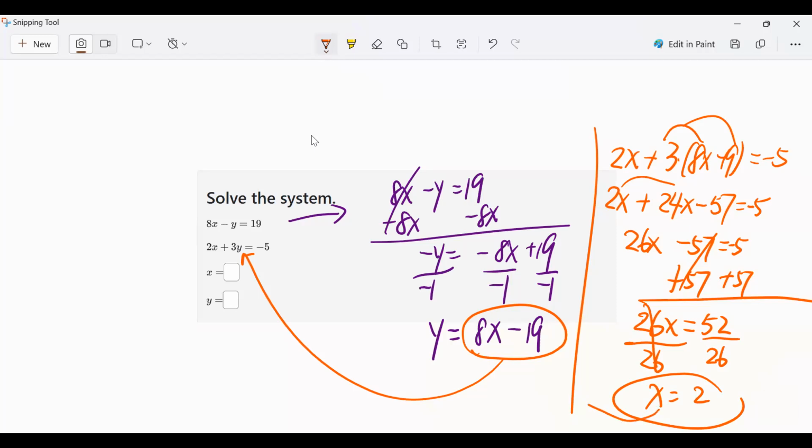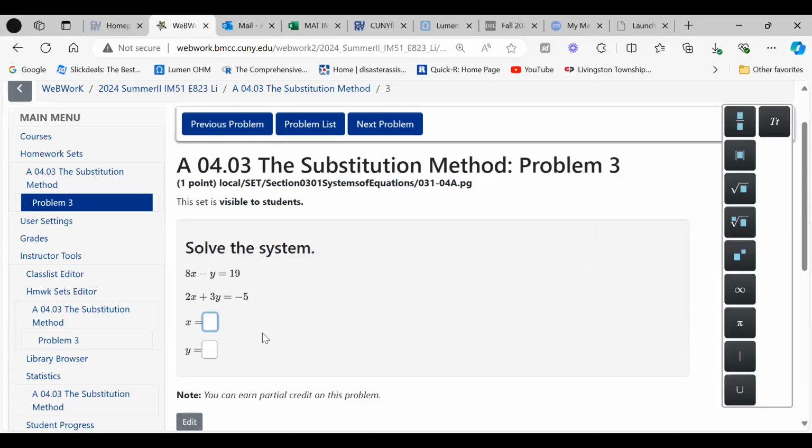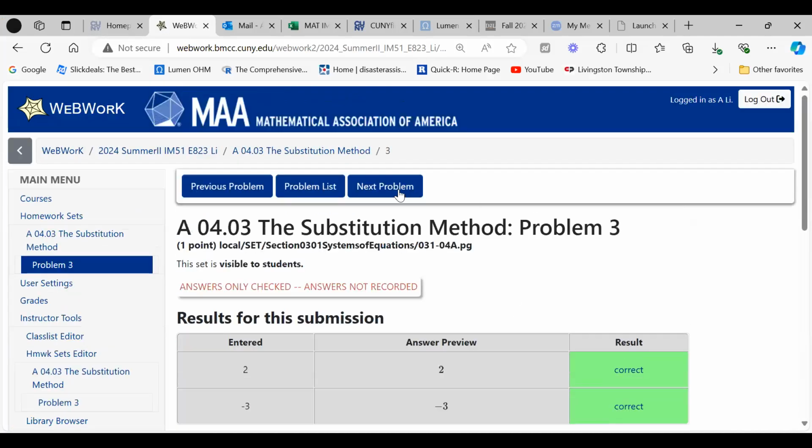Now going back here, replacing x with 2, we're going to get the y value: 8 times 2 minus 19. y equals 16 minus 19, minus 3. So x is 2 and y is -3. Any question about this? That's the answer. Yeah, both correct.